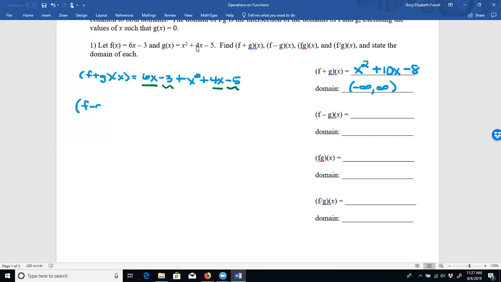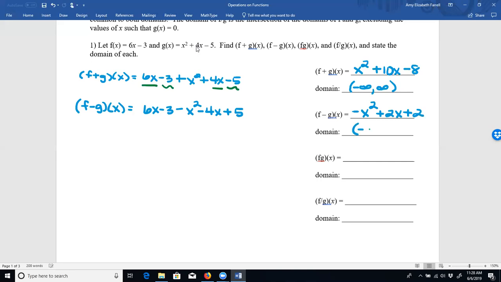F minus g of x, this is when we take f of x and subtract g of x. We do need to remember that when we subtract g, we do subtract every term of g, which means that all signs are going to change. So I made it minus x squared minus 4x plus 5. Once again, I'm just going to combine like terms. So we'll have negative x squared. Let's see, 6x and negative 4x would give us 2x. And negative 3 and positive 5 would be positive 2.